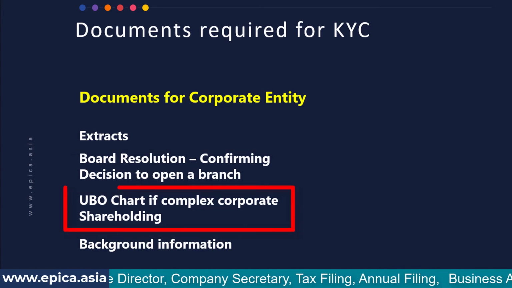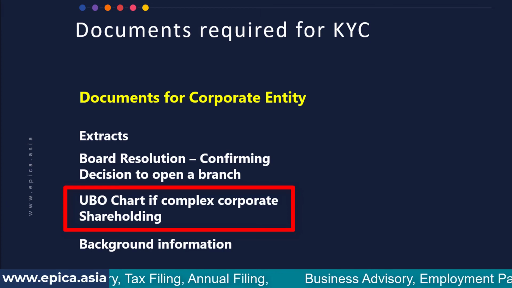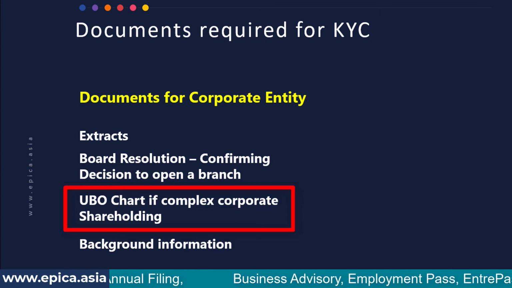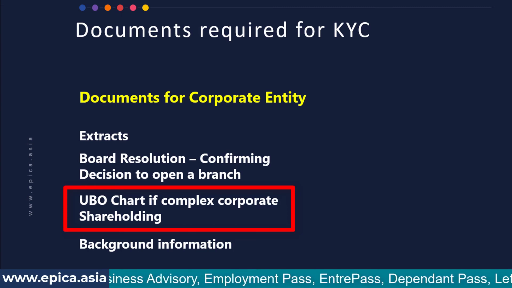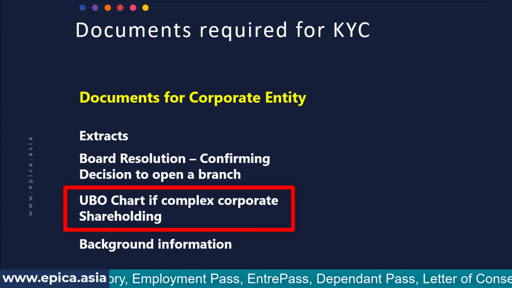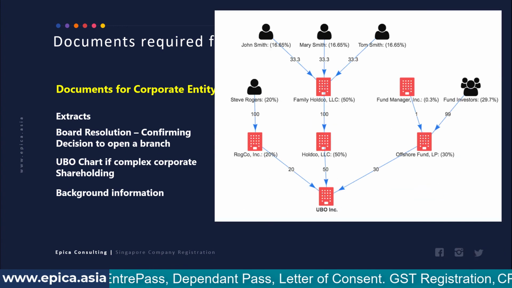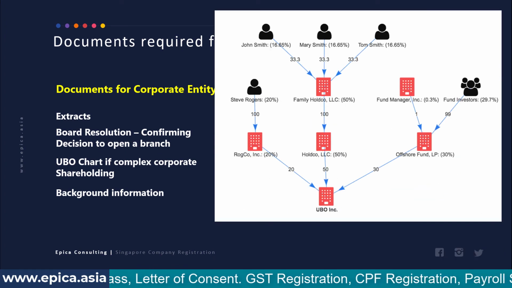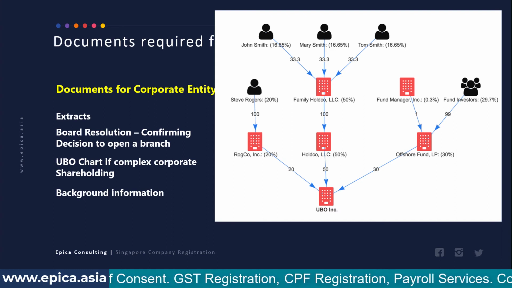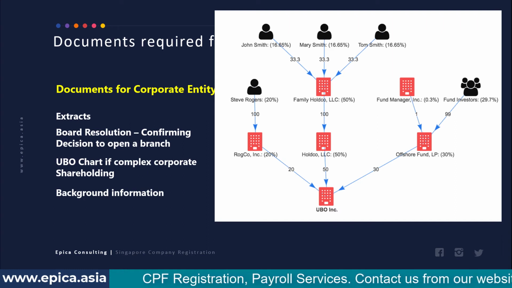The next thing that we require is a UBO chart, ultimate beneficial owners chart, if complex corporate shareholding is involved. For example, if your parent entity itself is again owned by another corporate entity, and if there is a complexity about that, then this UBO chart will be required. If you are not sure what this UBO chart is, we have another video presentation, I think it is on corporate shareholding documents required, which explains this in a better way.